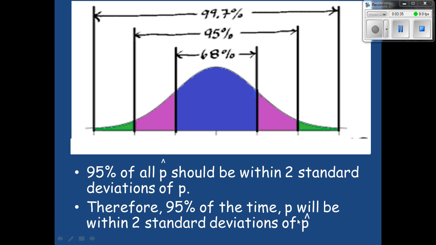You need to think about, in this case, we're only going to know p hat. So our p hat might be here, or maybe our p hat is down here, or maybe it's real close to p. But 95% of the time, wherever our p hat ends up, it should be within 2 standard deviations of this p, the center here. So that's the thought.